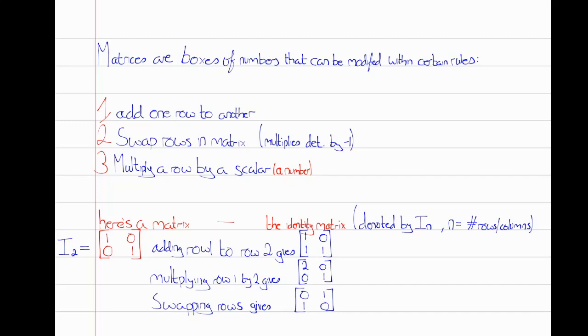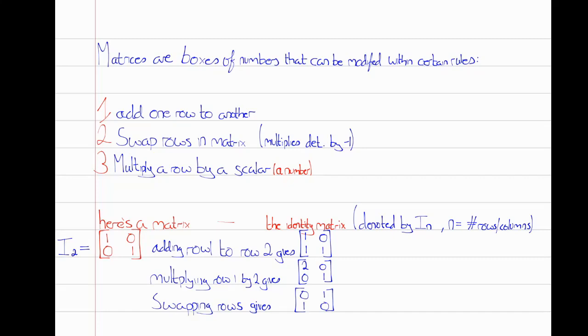We can multiply a row by a scalar, and this doesn't affect the relationship between the different numbers in that row. Here's a matrix below. This is the identity matrix. So we can add row 1 to row 2. This gives 1, 0, 1, 1. We could, for example, multiply row 1 by 2. This gives us 2, 0, 0, 1.